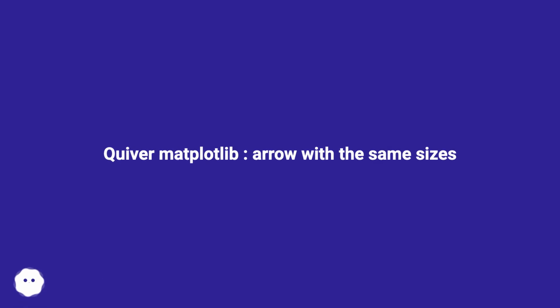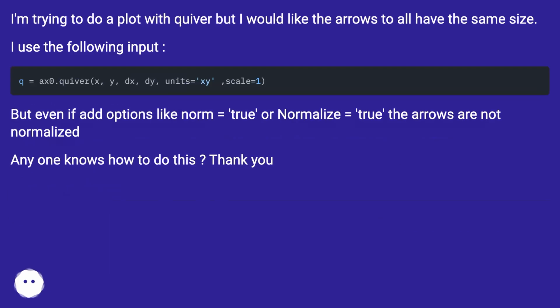Quiver Matplotlib, arrows with the same sizes. I'm trying to do a plot with quiver, but I would like the arrows to all have the same size. I use the following input.